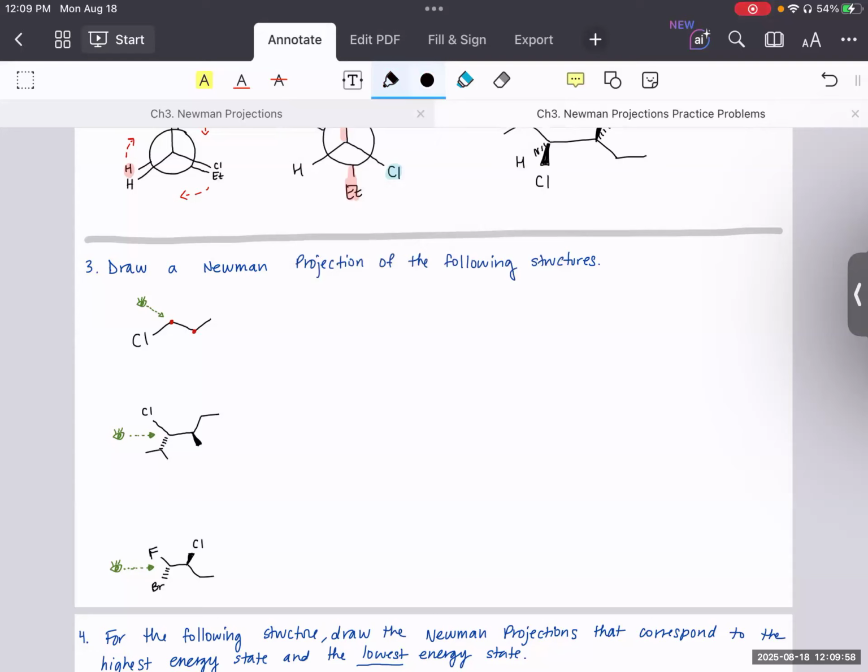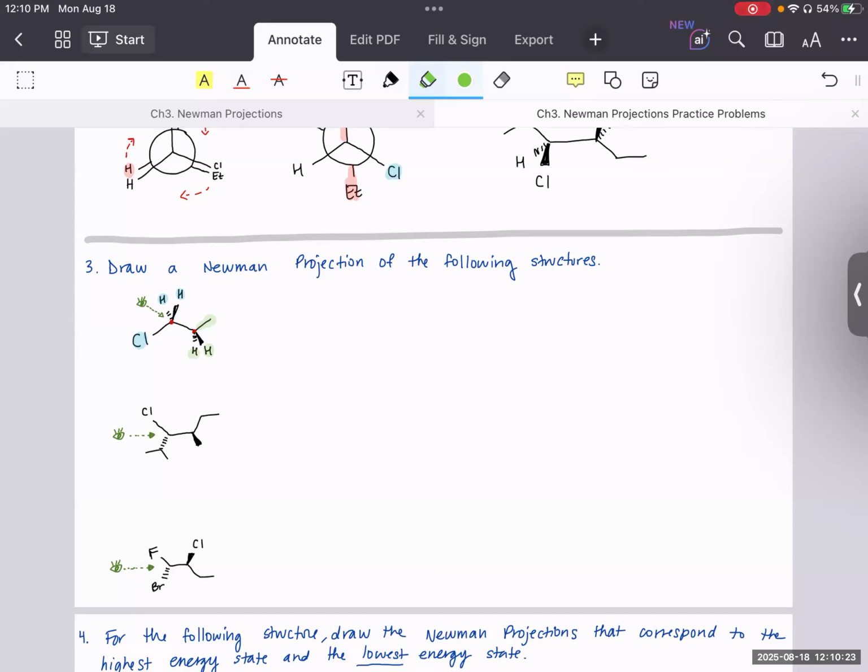Next, we want to fill in the hydrogens. So right now, both of those carbons are missing 2 hydrogens. So I'll draw those in here. And we want to identify the 3 groups that are on each carbon. So those blue ones are on that front carbon, and the 2 hydrogens and the methyl group are on that back carbon.